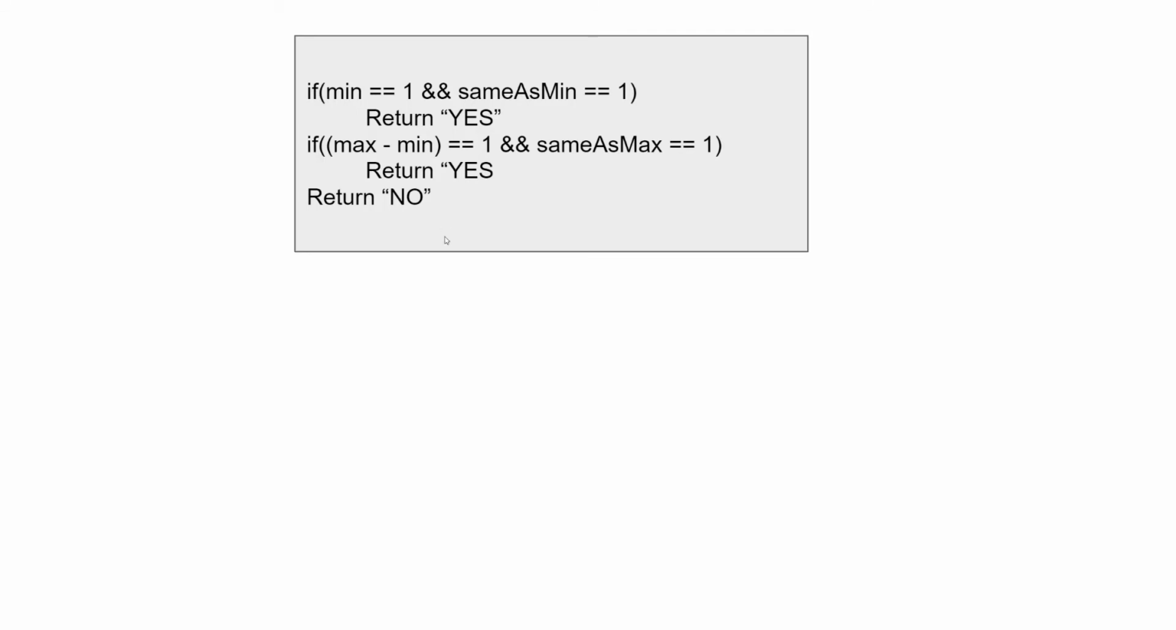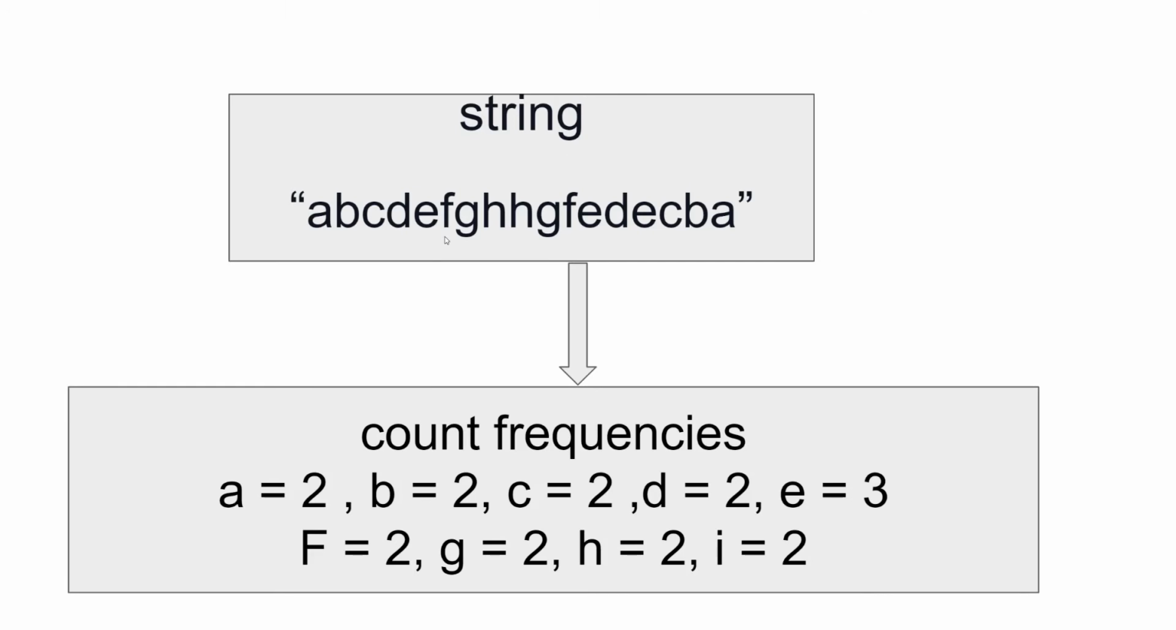Now, this is the more interesting one here, and this one kind of took me a little second to wrap my head around, but that's where I added in the second if statement. And in this string here, we have A, B, C, D, E, F, G, H, H, G, F, E, D, E, C, D, A. And then once we go through the frequency count, we have 2 A's, 2 B's, 2 C's, 2 D's, 3 E's in this case, 2 F's, 2 G's, 2 H's, and 2 I's.